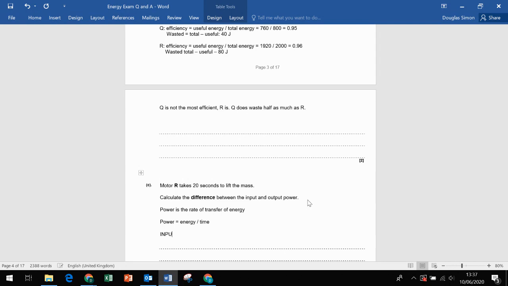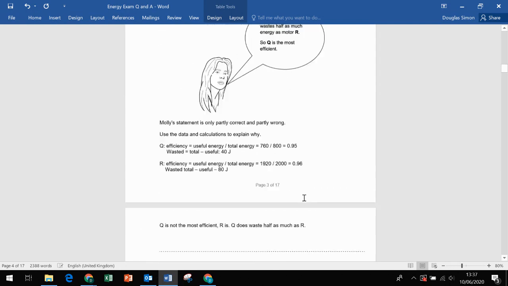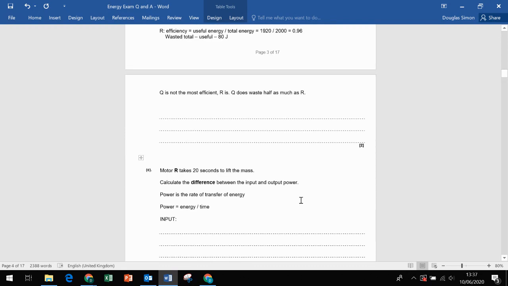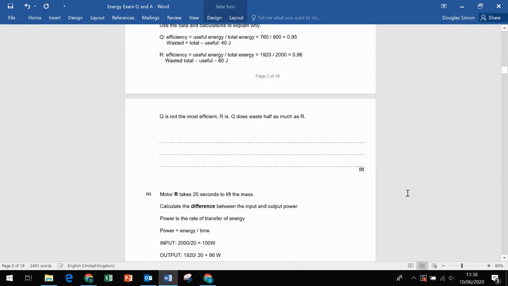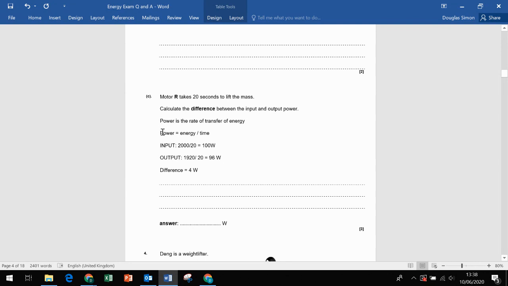So let's look at the input. For motor R, what's the input? It's 2000. So 2000 divided by 20 equals 100 watts. Output: 1920 divided by 20 equals 96 watts. So the difference equals 4 watts. Okay, so as long as you write down these formulas, super easy. As long as you write down your working out, super easy.